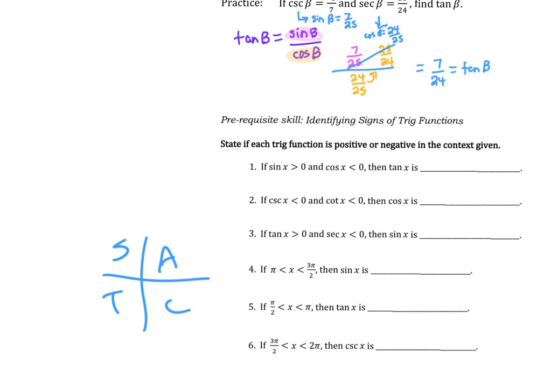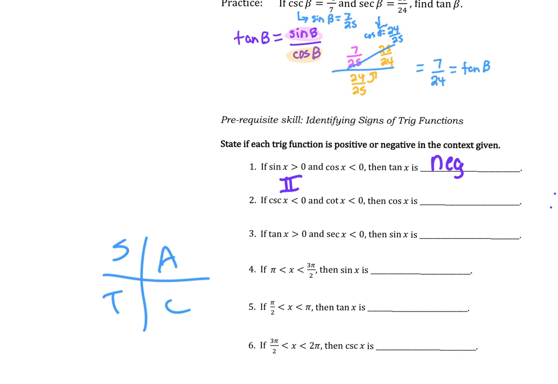Chloe, what'd you get? Negative. Okay, what quadrant are we in? The third. Careful. If sine is positive but cosine is negative, we are in quadrant 2.